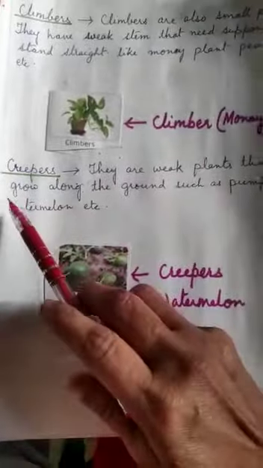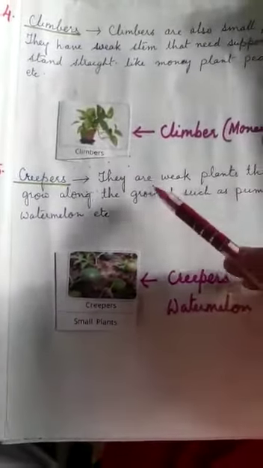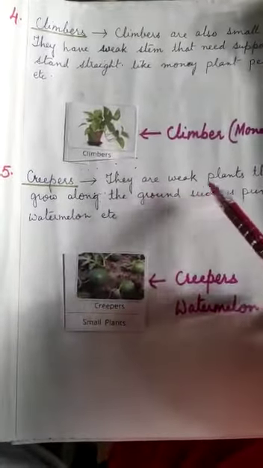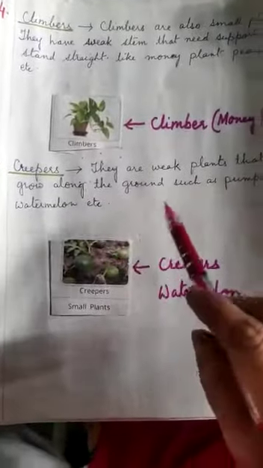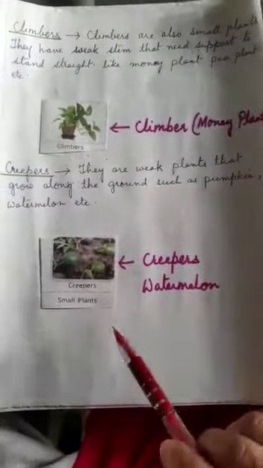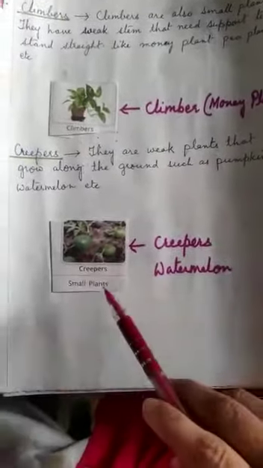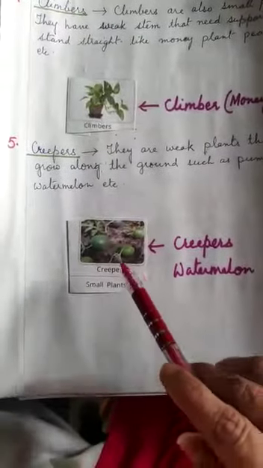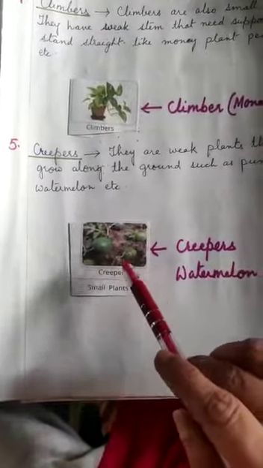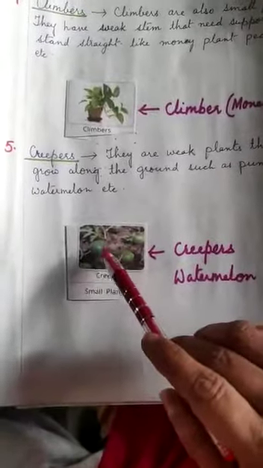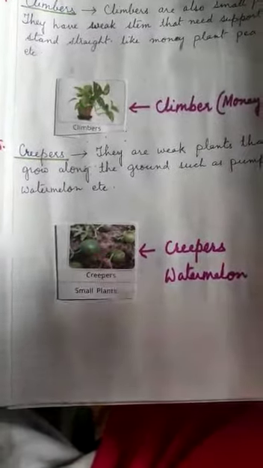Now the fifth type of plant is creepers. Creepers are also small plants. They are weak plants and they grow along the ground, such as pumpkin, watermelon. You can see the picture here, a watermelon picture. It's creeping on the ground. These are creepers, and the fruit you can see, the big watermelon.